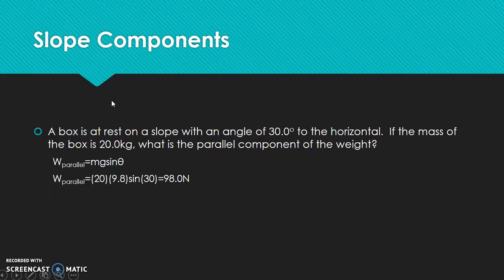All right, here is an example on slope components. That was a commonly missed question, again, on the test and the multiple choice part. It says a box is at rest on a slope with an angle of 30 degrees to the horizontal. If the mass of the box is 20.0 kilograms, what is the parallel component of the weight?